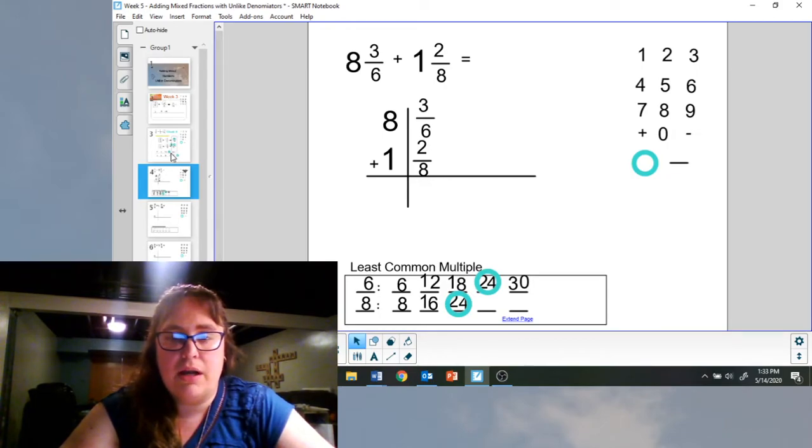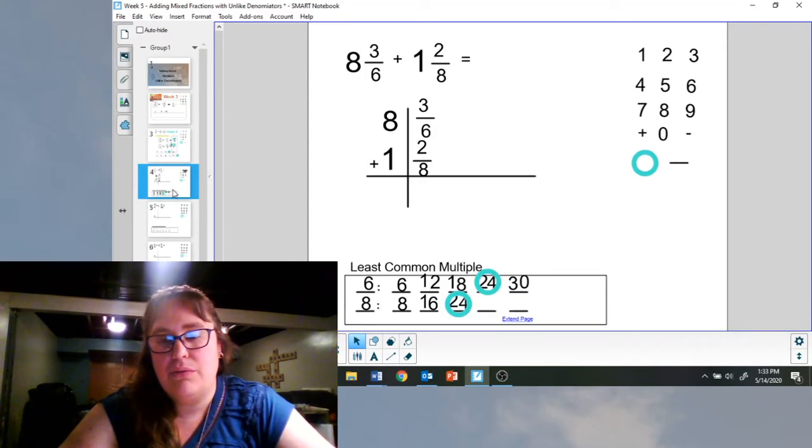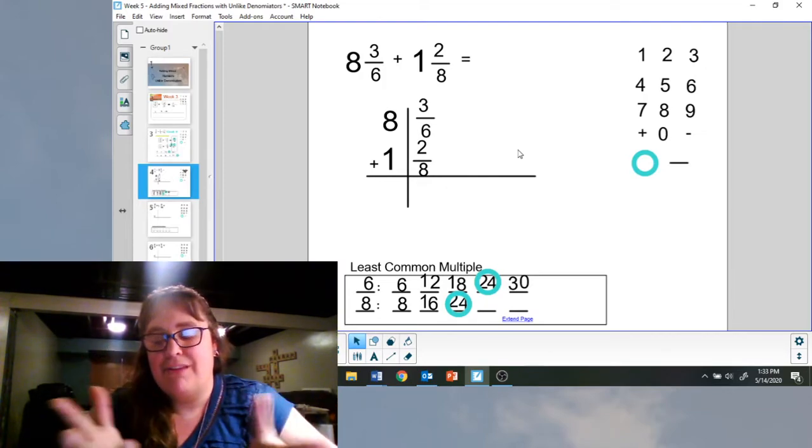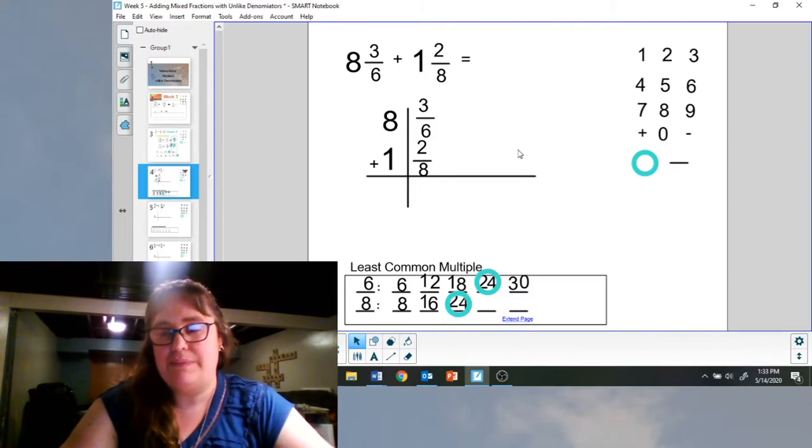Now, before, I gave you this nice little template here to find your equivalent fractions. It gets a little messy when you're working here, so I didn't give you quite as much fill in the blank, because, hey, this is our 3rd week doing this, so I expect you to be able to do a little bit more. So here's what that's going to look like.